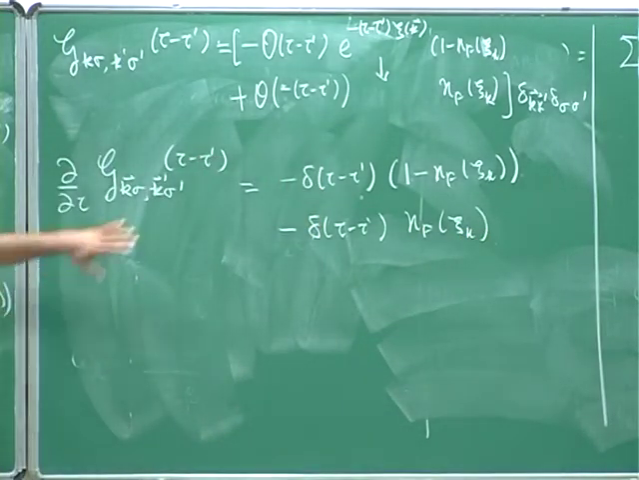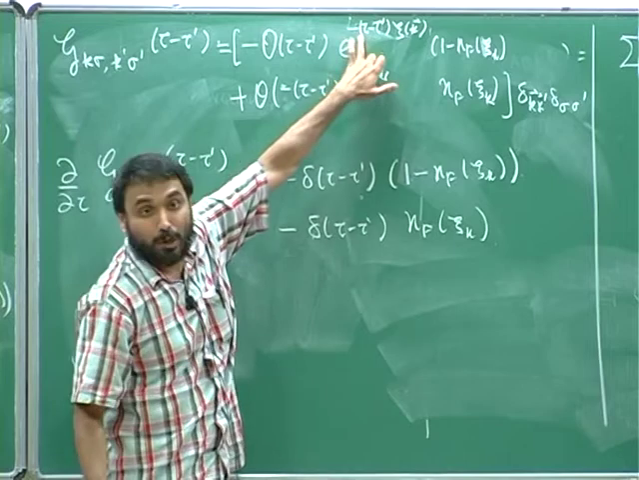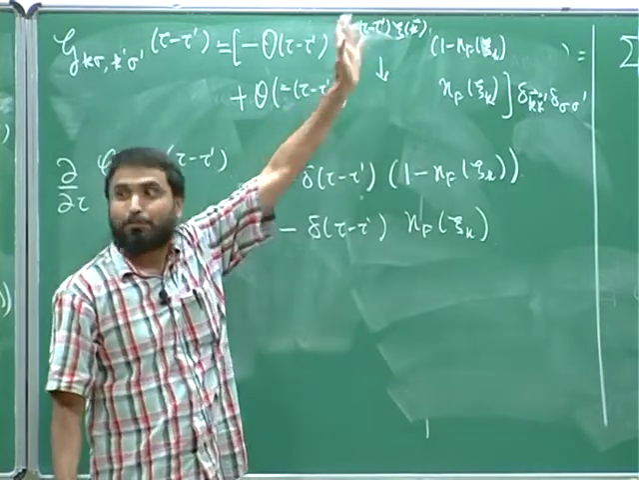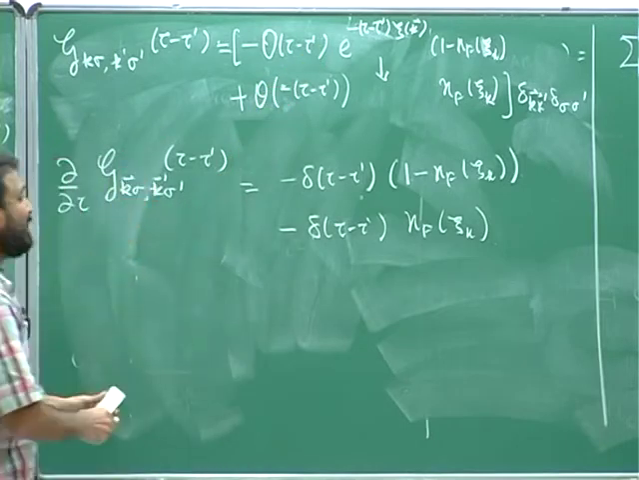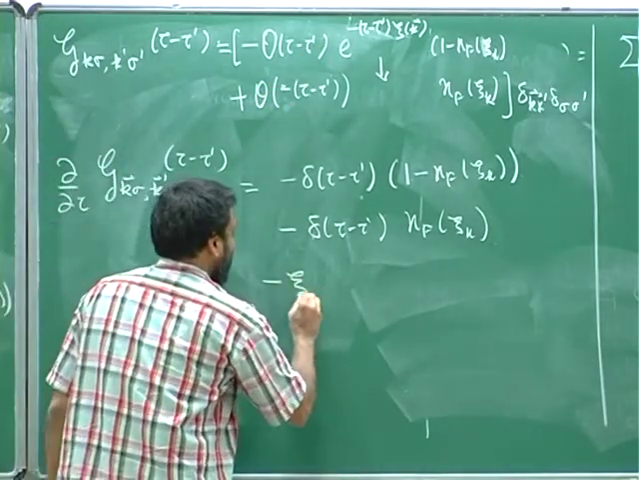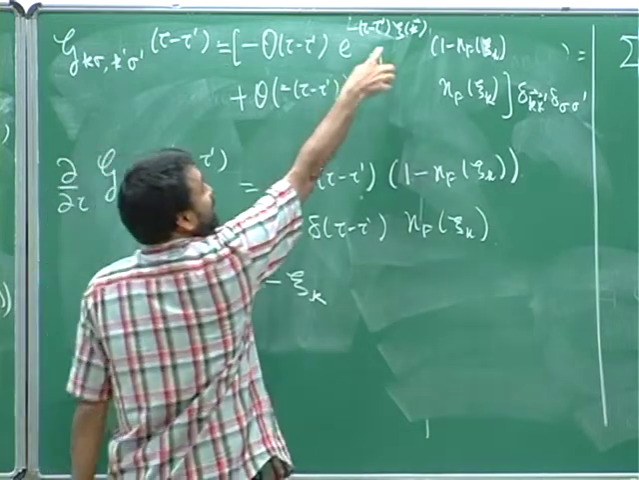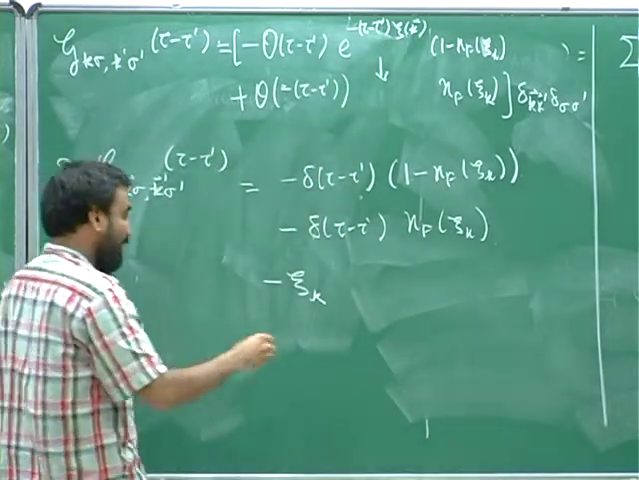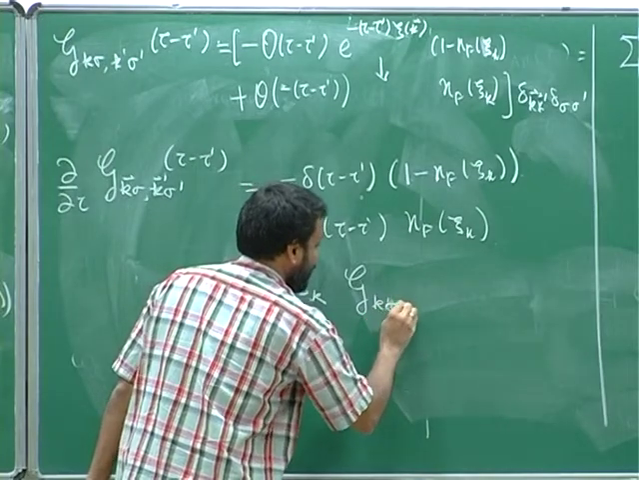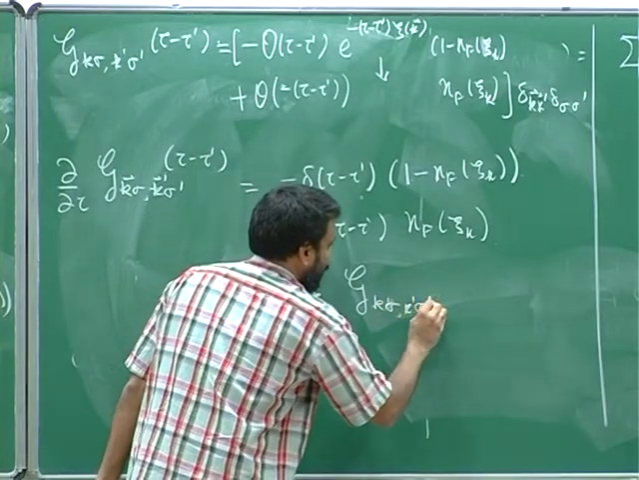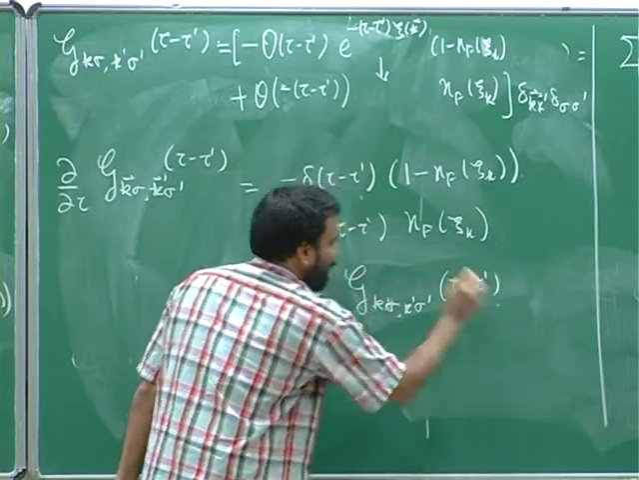Okay, and then I need to take the derivative with respect to this tau in the other term for any other value of tau. And you can see immediately that that will be just ck minus ck, because I'll just pull down this guy, and it will be the same thing remaining, g k sigma k prime sigma prime tau minus tau prime.